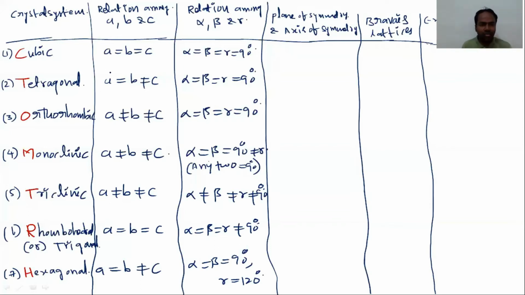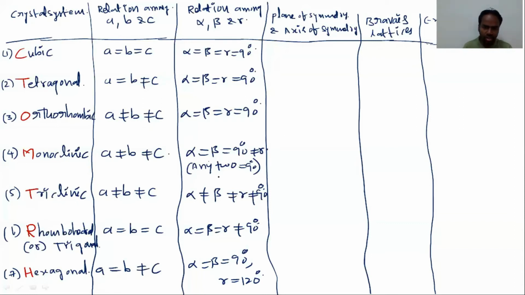Okay, so once again I'm repeating this. For cubic, the edge lengths and all axial angles are equal. Coming to tetragonal, make one unequal in edge lengths. Coming to orthorhombic, make one more unequal, a second unequal, in edge lengths only. Coming to monoclinic, the unequal edge lengths are completed, then make one unequal in the axial angles.